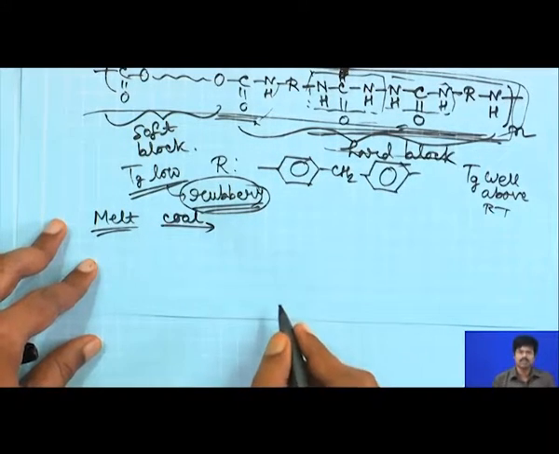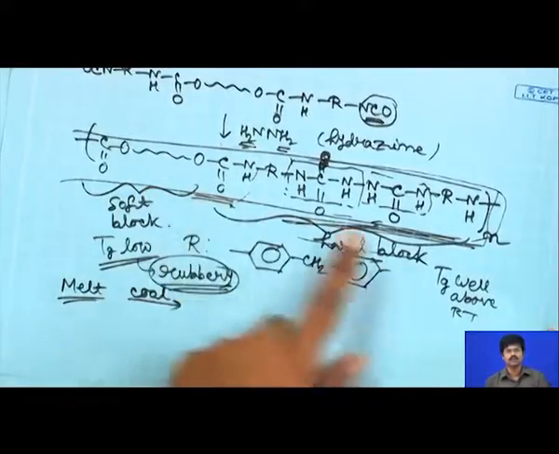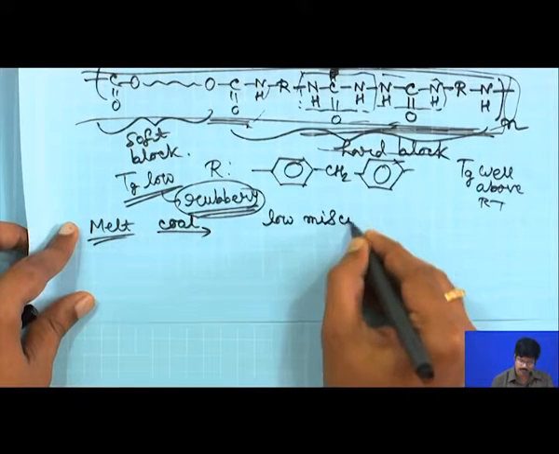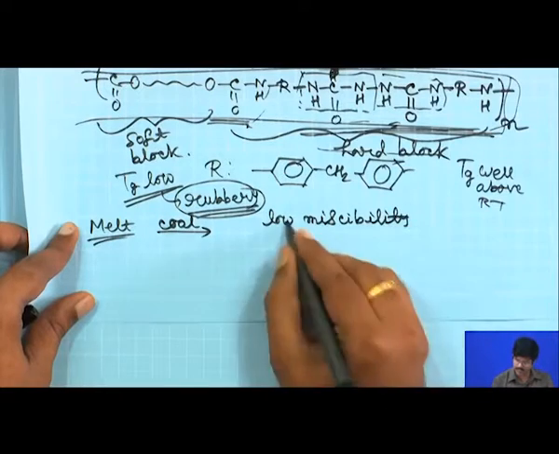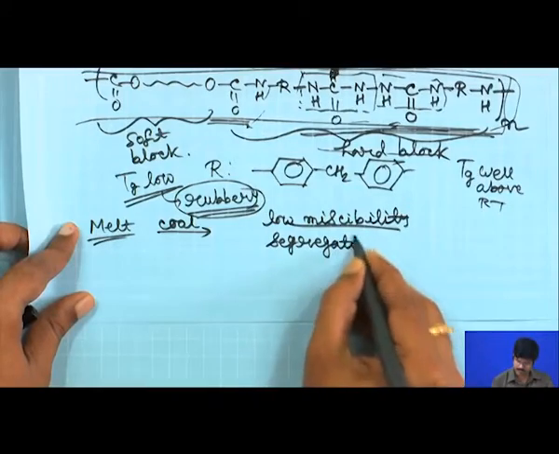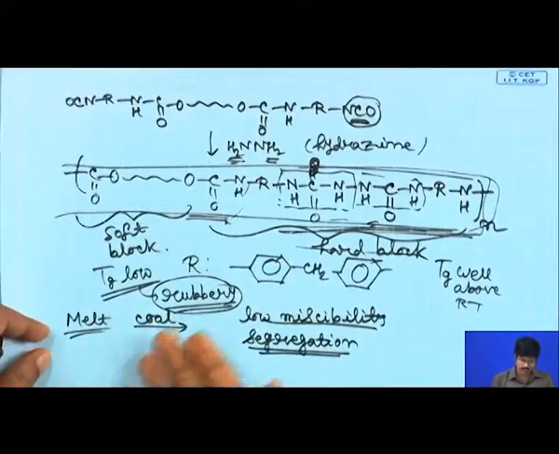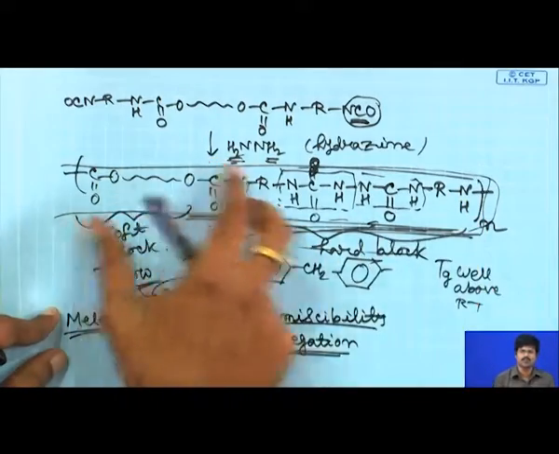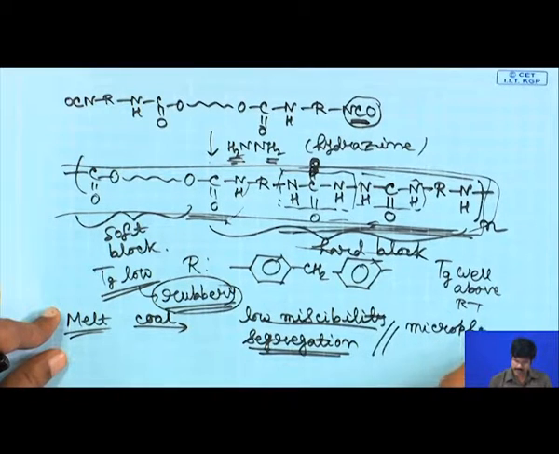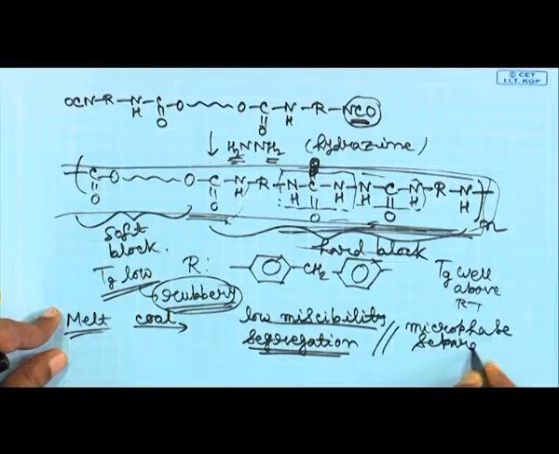So, what happens, this hard block and soft block, they do not mix very well. So, they have a low miscibility of hard and soft blocks, that leads to segregation. So, when you cool down the melt, the hard blocks and soft blocks do not mix and they segregate. So, basically they will micro phase separate, what we call as micro phase separation. So, basically you will get a two phase system.